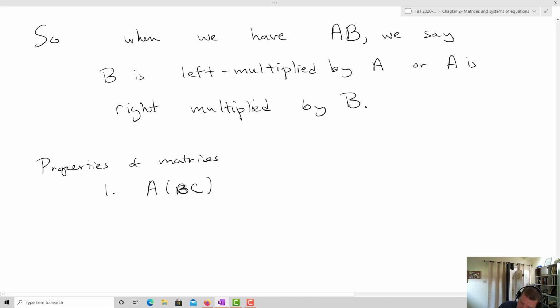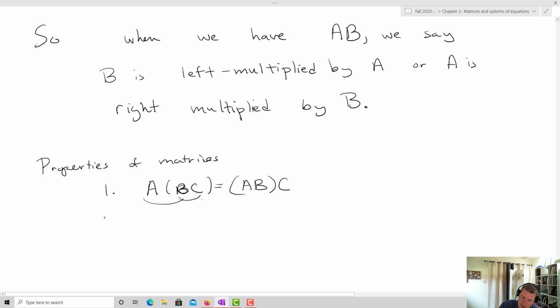A times B times C. So if we multiply BC first and then left multiply by A, then that's going to be the same as multiplying AB and then right multiplying by C, okay? So basically we can multiply in any grouping that we want. That doesn't mean any ordering, it just means groupings, right? We can multiply one set first and then right multiply by the third, or we can multiply the second and third matrices and then left multiply by the first, okay?